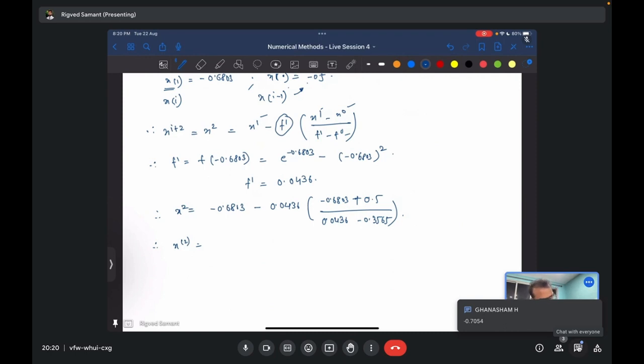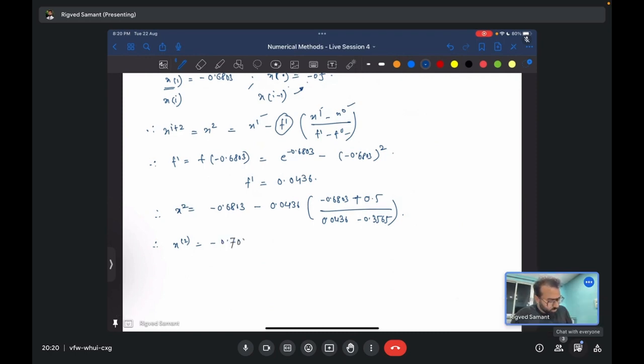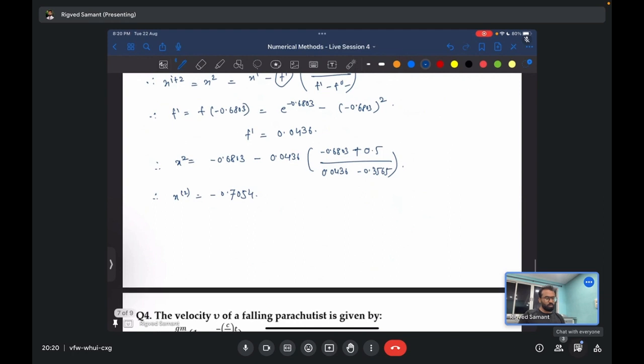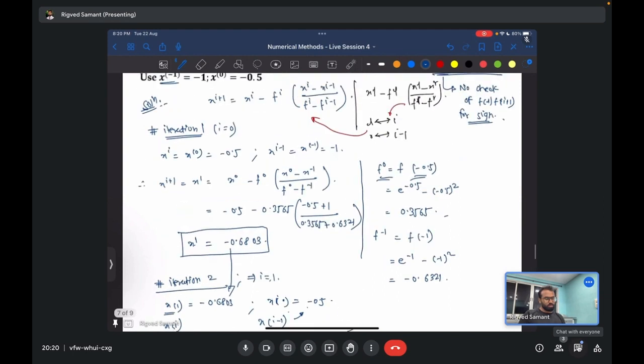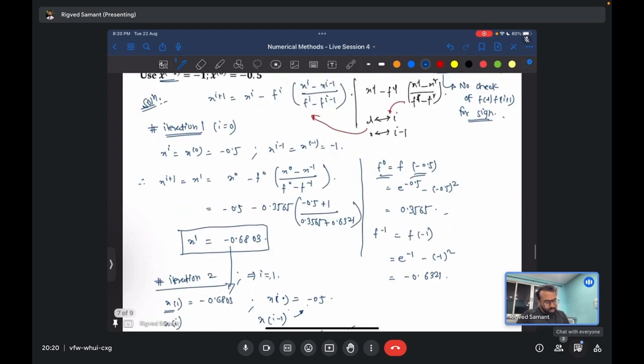Yeah, minus 0.7054. Okay. So what will be the error here in the first case?